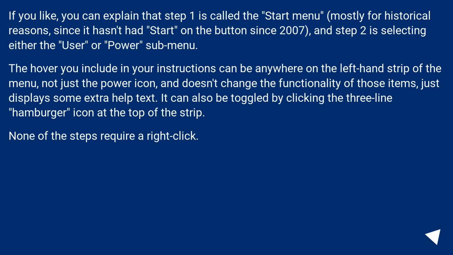If you like, you can explain that step 1 is called the Start menu, mostly for historical reasons, since it hasn't had Start on the button since 2007, and step 2 is selecting either the User or Power submenu. The hover you include in your instructions can be anywhere on the left-hand strip of the menu, not just the power icon, and doesn't change the functionality of those items, just displays some extra help text. It can also be toggled by clicking the 3-line hamburger icon at the top of the strip. None of the steps require a right click.